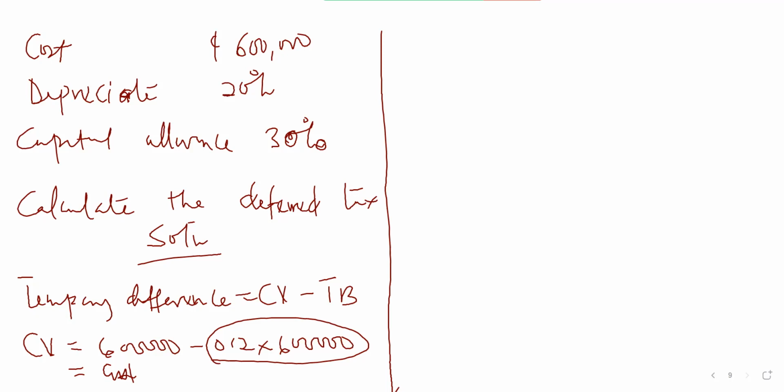For 80? 480,000. Yeah, 480. Okay. Let's now count the tax base. The tax base will still be 600,000, which is the cost of the asset in the books of the tax authority, but they will now give capital allowance of 30%.